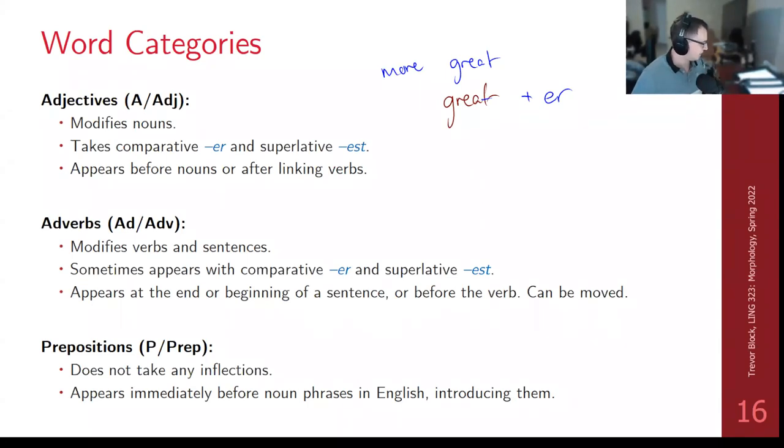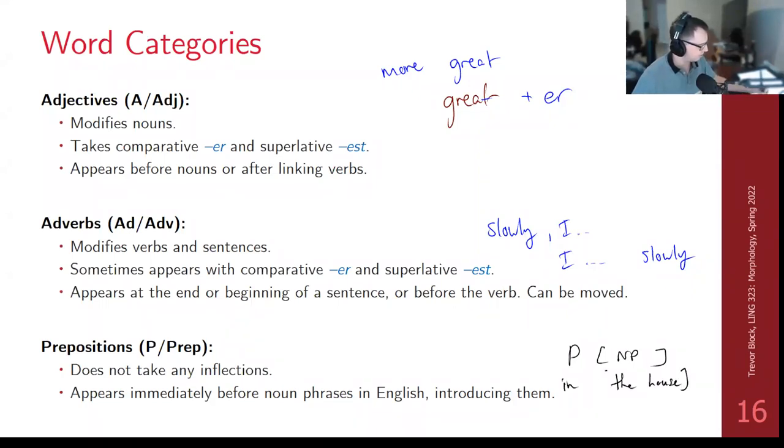Adverbs, these are words that modify verbs and sentences. So the key thing about adverbs is that they can be moved. So you could say slowly, I whatevered, or you can say I whatevered slowly. So adverbs can be moved around. That's sort of the key property of them. And finally, with prepositions, prepositions introduce noun phrases. So whenever you have a preposition, you have some sort of noun phrase after. So you could say in, and then the noun phrase could be the house.